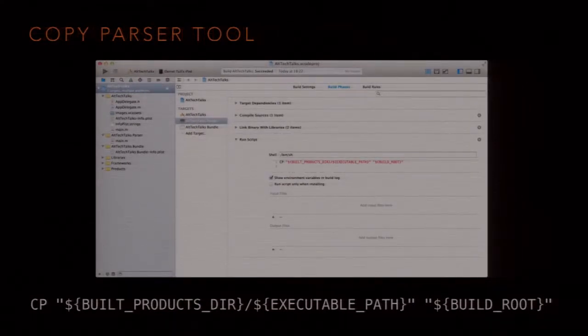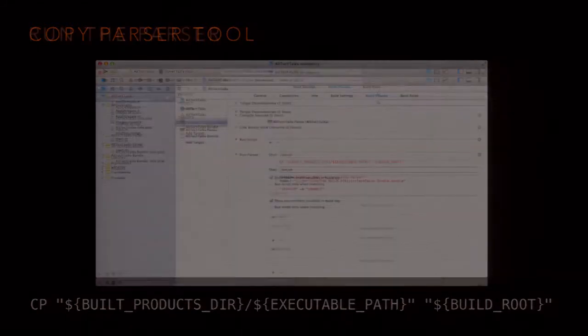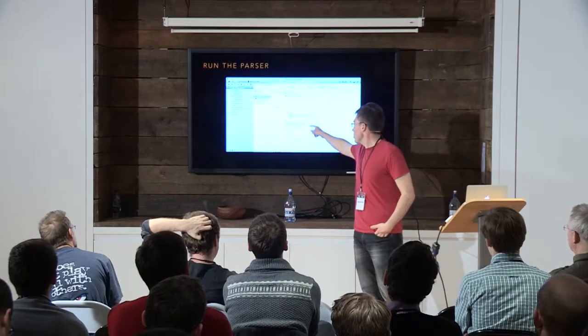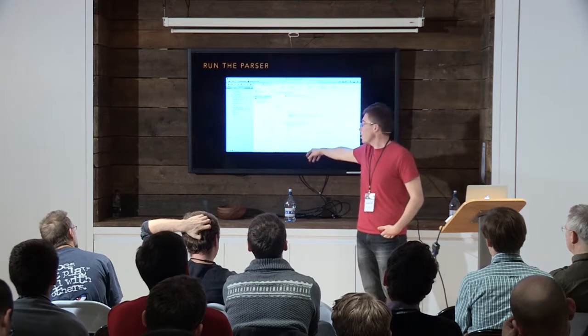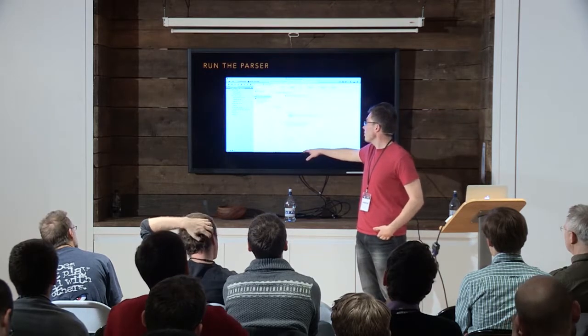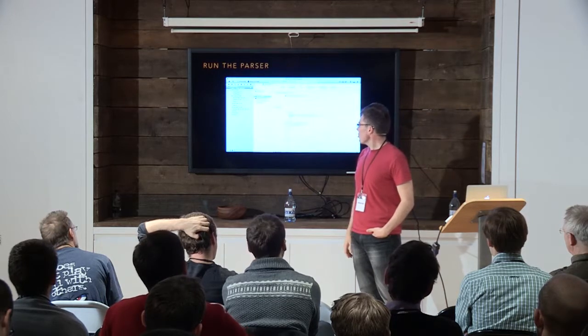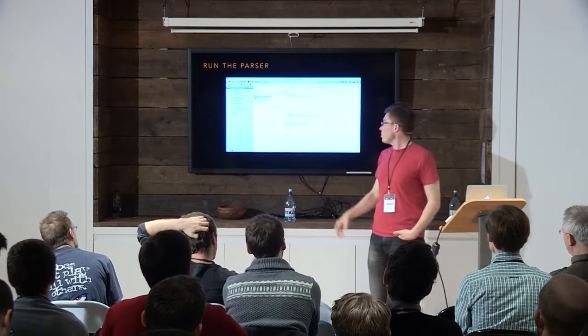And that looks like this here. So at the end of the parser being built, the last step, we're just going to run a script to copy from the executable path to the build root. And then in the application target, we have a script to run the parser. This happens before we compile any of the other sources and copy any of the other stuff into the app. So we know that the bundle is there and it's ready to be used.